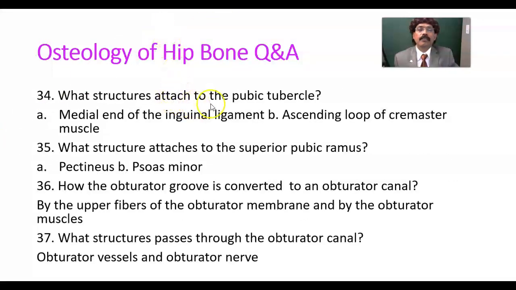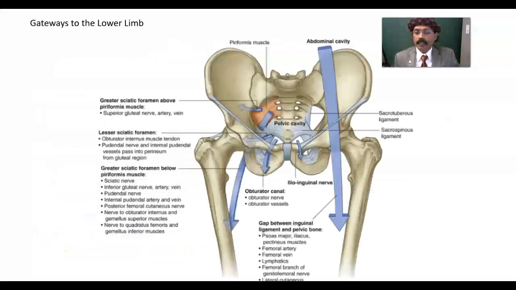Okay, what structure is attached to the pubic tubercle? We have done that, and the pubic tubercle is also crossed by the spermatic cord. The upper part of the ramus of the pubis is also related to the spermatic cord and vas deferens in male, and the round ligament of the uterus in female. Okay, we got that. So what structures pass through the obturator canal? We just discussed that part.